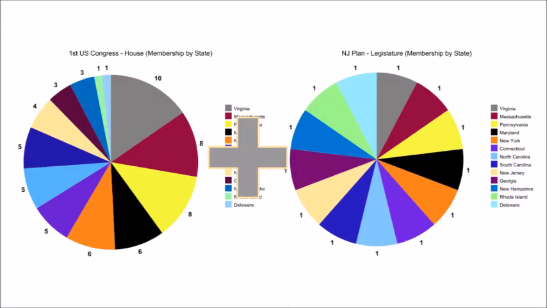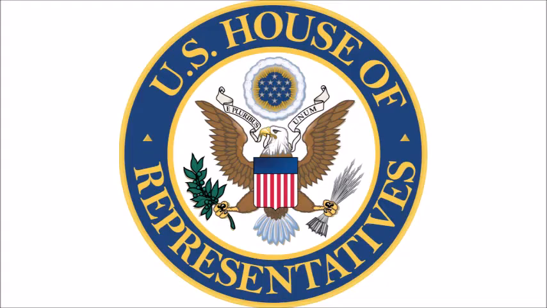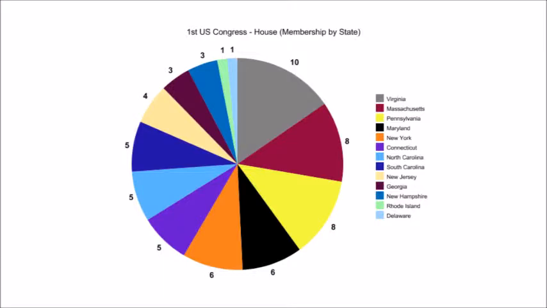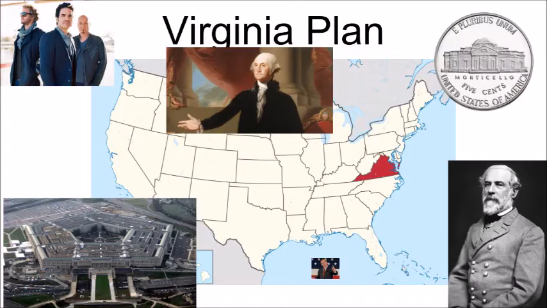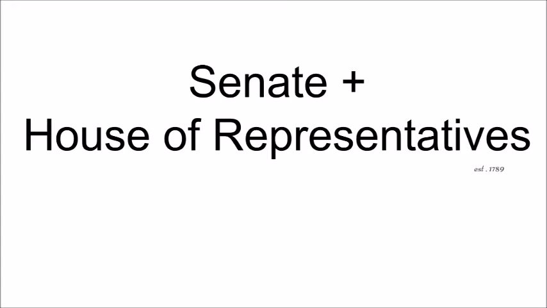The end result would be a two-chambered, or bicameral, Congress. The lower house would be called the House of Representatives, to which each state would elect representatives based off of population, just like in the Virginia Plan. The upper house would be the Senate, to which each state would elect 2 senators. This is the way that the United States Congress works today.